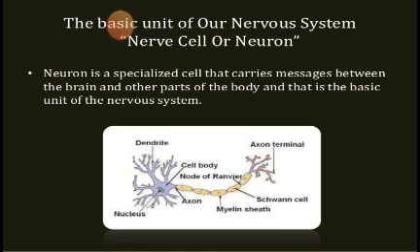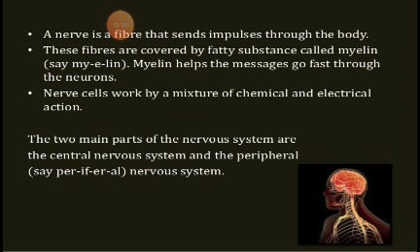The basic unit of the nervous system is the nerve cell or the neuron. These are specialized cells that carry messages between the brain and other parts of the body, and that is the basic unit of the nervous system. A nerve is a fiber that sends impulses through the body. It even receives stimuli from outside the body and converts them into impulses which are carried up to the brain. Nerve cells work by a mixture of chemical and electrical action.